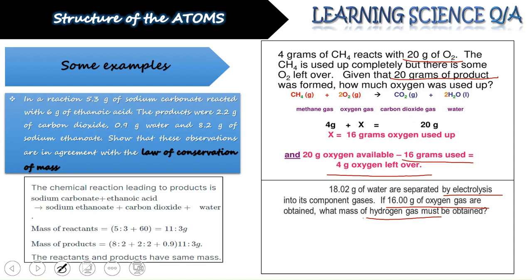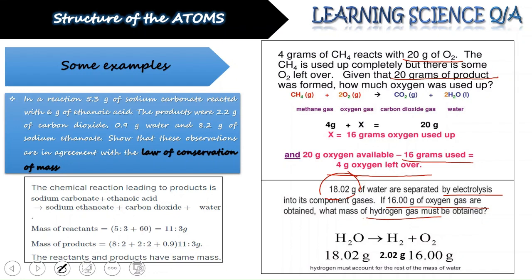Always remember, we have 18.02 gram as a total mass available at the reactant site. Out of this, we have got 16 gram of oxygen in the product site. The remaining one must be hydrogen, right? This is the reaction. We have got 18.02 as a complete mass. What we have got in the product side is the 16 gram. That means the remaining amount must be hydrogen, which is 2.02 gram.